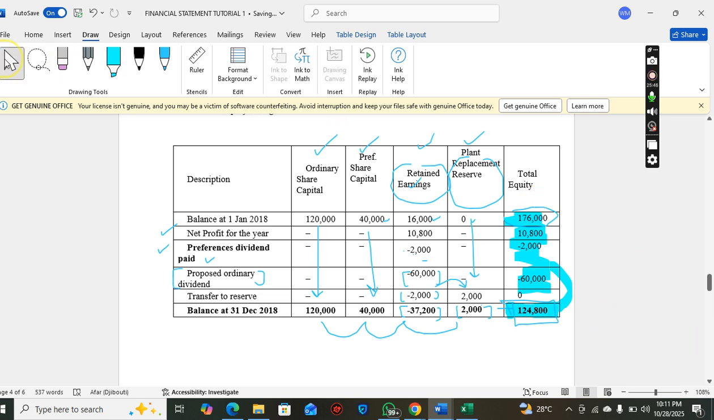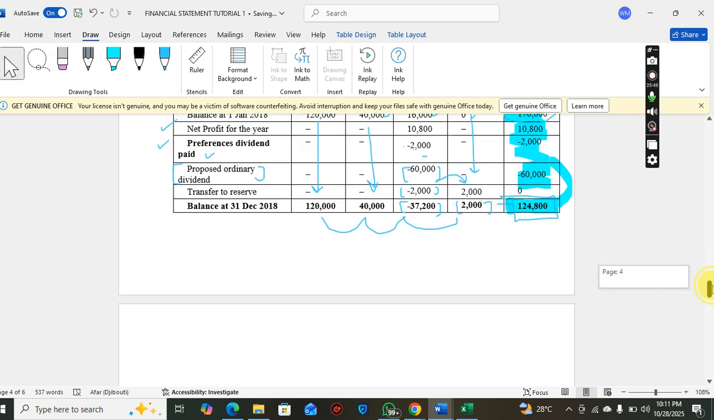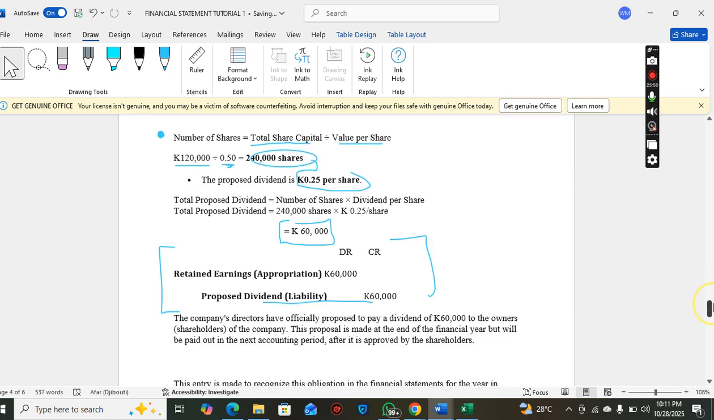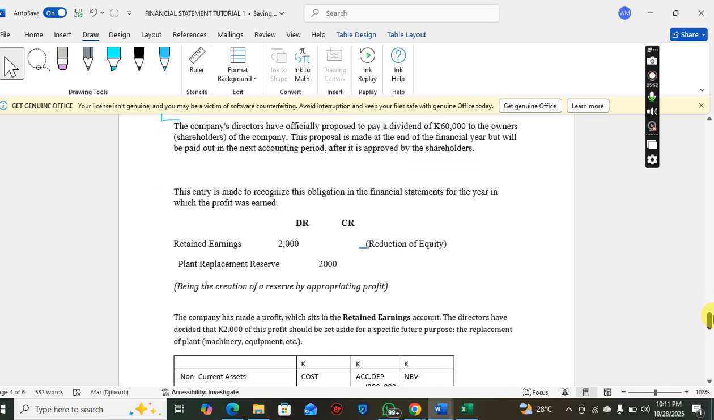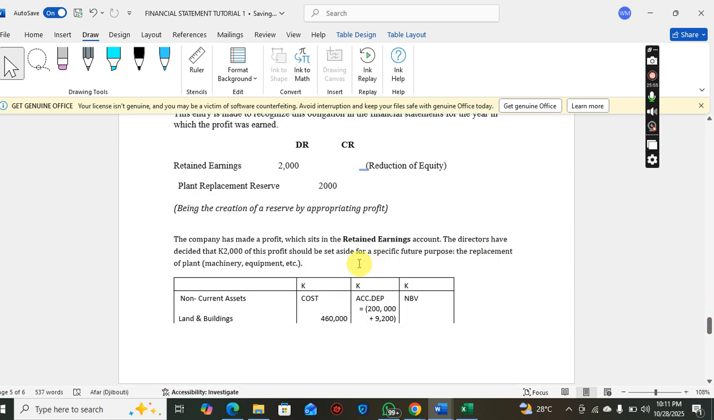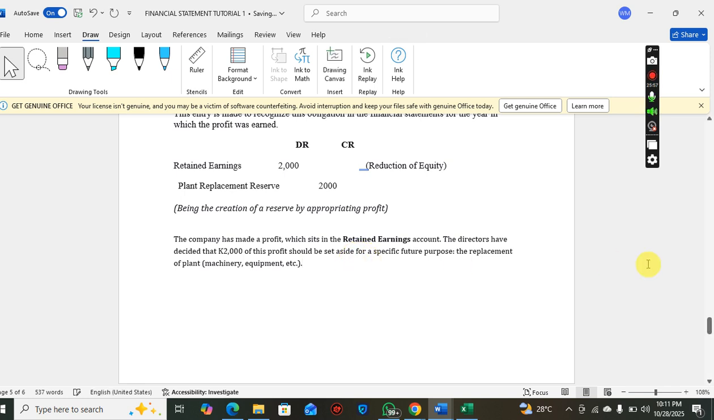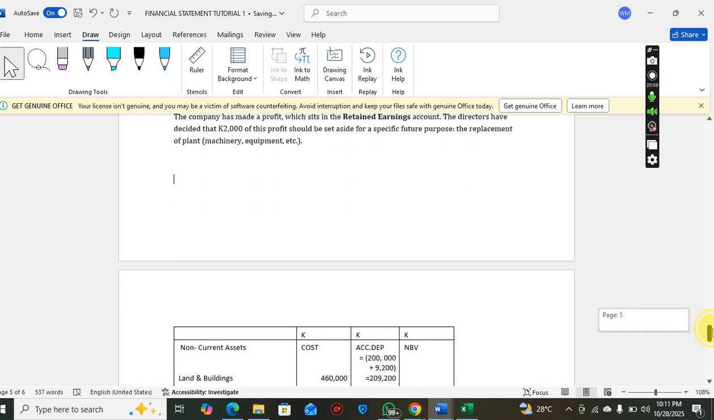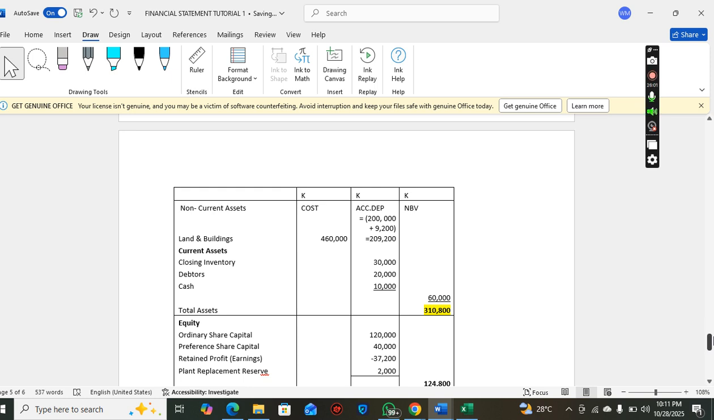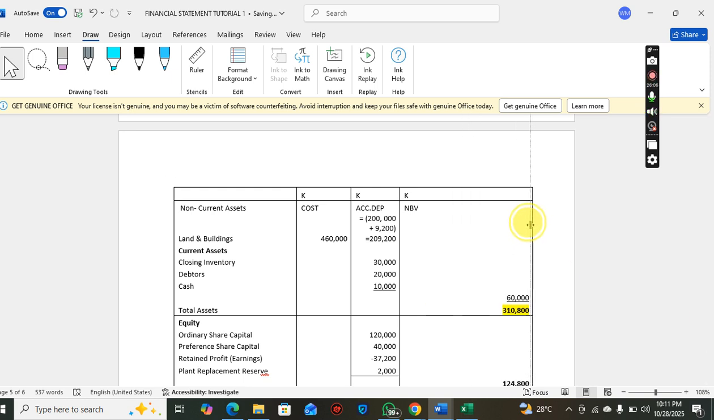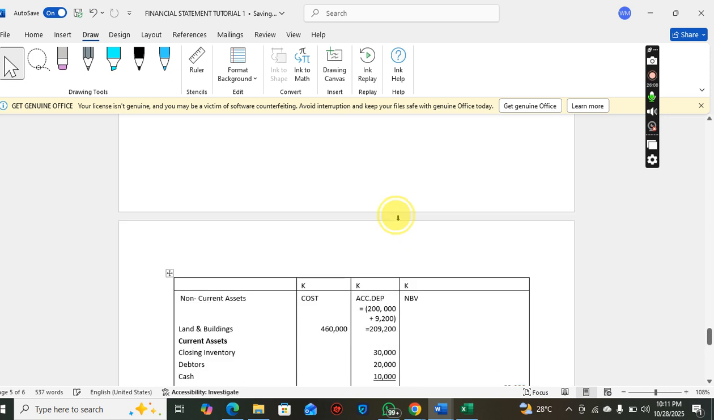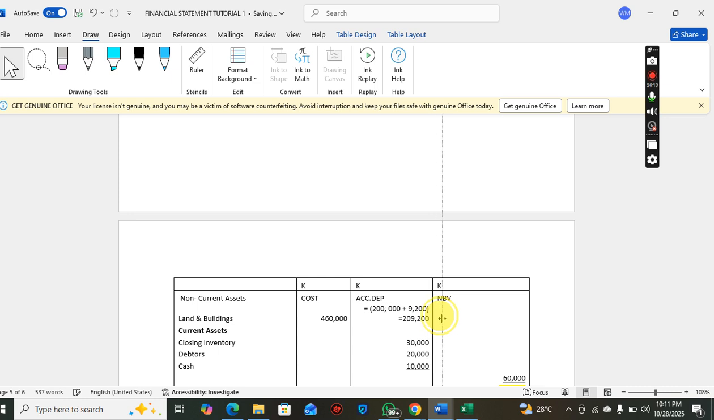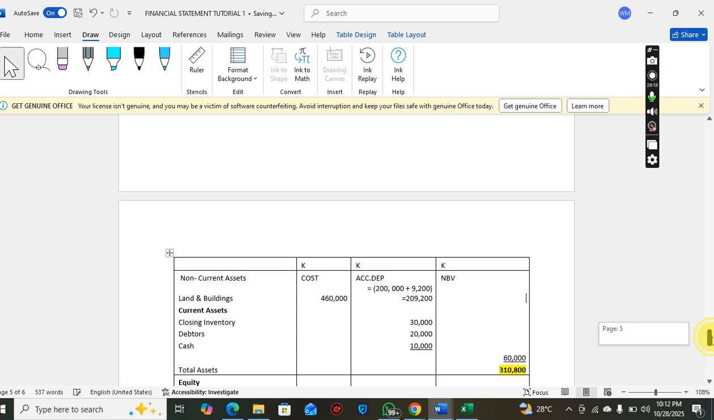Okay, so once you're done with the statement of equity changes, the next is now the balance sheet. Perhaps next time we can also do another question on statement of equity changes. There is a question lined up after this, so that you grasp everything. So do not worry, sir.